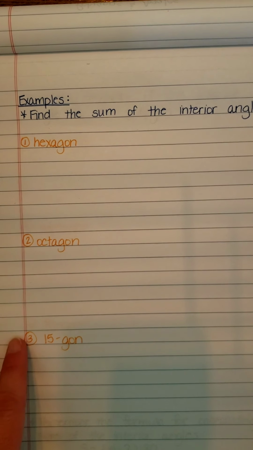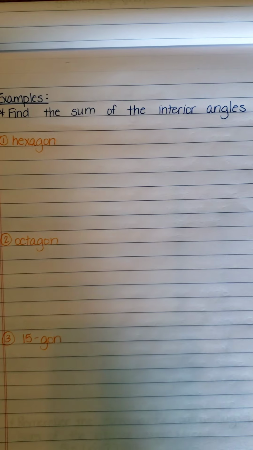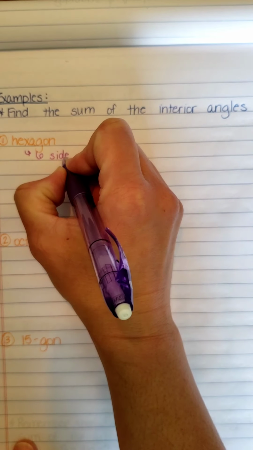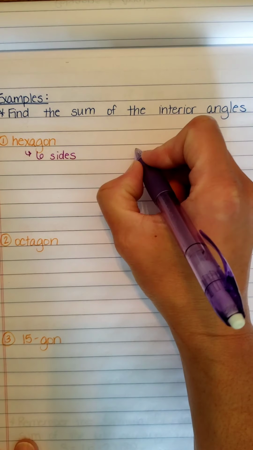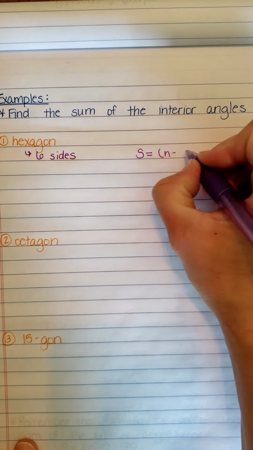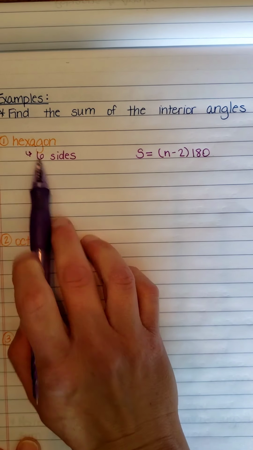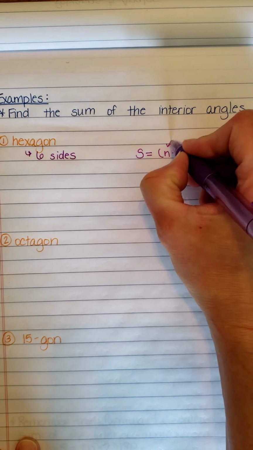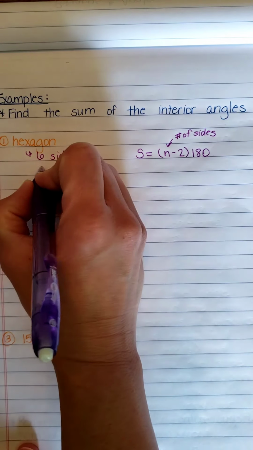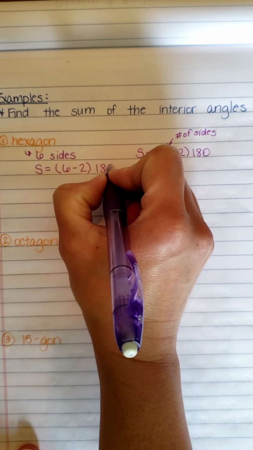Okay, so now we're going to look at some examples of finding the sum of interior angles. So the first shape that we're going to look at is a hexagon. So we know that a hexagon has 6 sides. Okay, so we are going to use the formula S, and that capital S means sum, equals n minus 2 times 180. All right, so since a hexagon has 6 sides, and n represents the number of sides, I'm going to replace that n with 6. So I'm going to have S equals 6 minus 2 times 180.